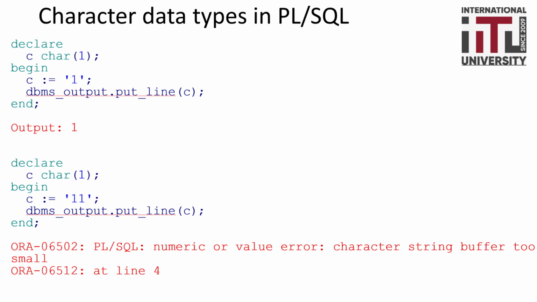In PostgreSQL, the char data type is fixed length. Declaring a char of size one allows only one character. Assigning a longer value causes an error due to exceeding the buffer size. Always ensure the assigned string matches the declared length.